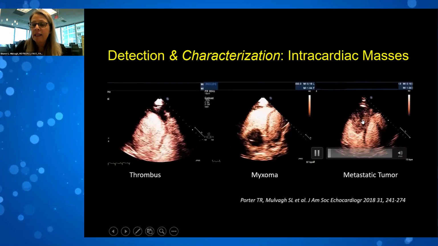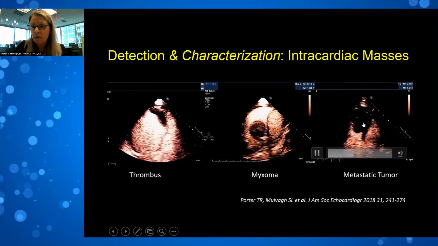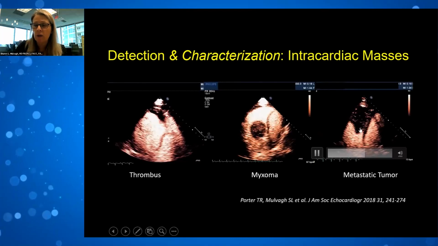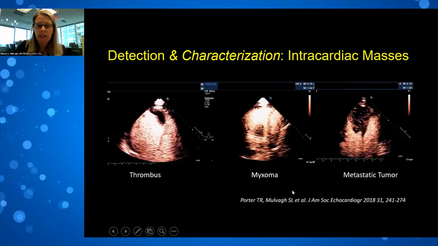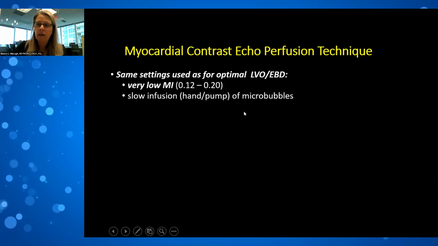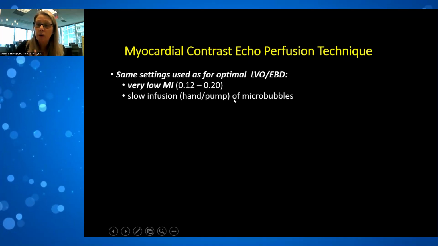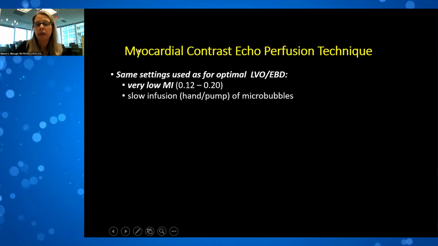And this would be consistent with a highly perfused malignancy, and this was actually a renal cell carcinoma that had metastasized. So not only can we characterize where abnormalities are, not only can we observe where abnormalities are better when we have intracardiac masses, but we can also characterize them.